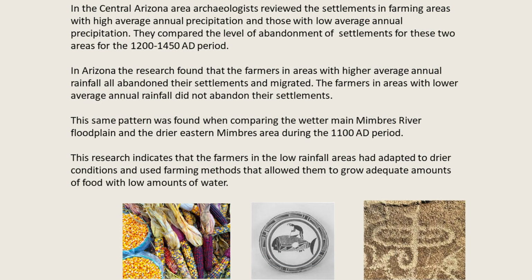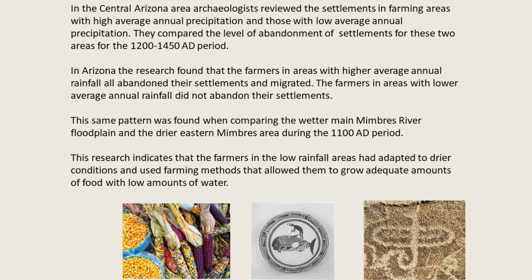In the central Arizona area, the archaeologists reviewed the settlements in farming areas with high average annual precipitation and those with low average annual precipitation. And they compared the level and timing of abandonment of these settlements for these two areas between 1200 and 1450 AD. In Arizona, the research found that the farmers in areas with high average annual rainfall all abandoned their settlements and migrated, whereas the farmers in areas with lower average annual rainfall did not abandon their settlements.